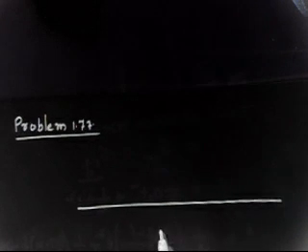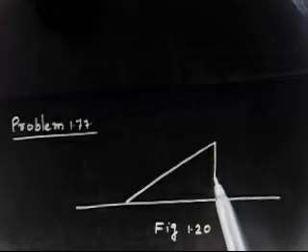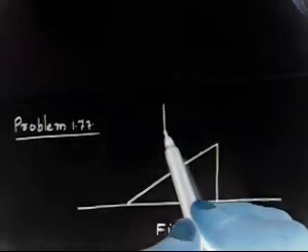Okay, let us discuss problem number 1.77. Let us first make the diagram. So figure 1.20. This says there is a horizontal plane. Over this horizontal plane there is a wedge, and then there is a rod that is kept over this wedge.